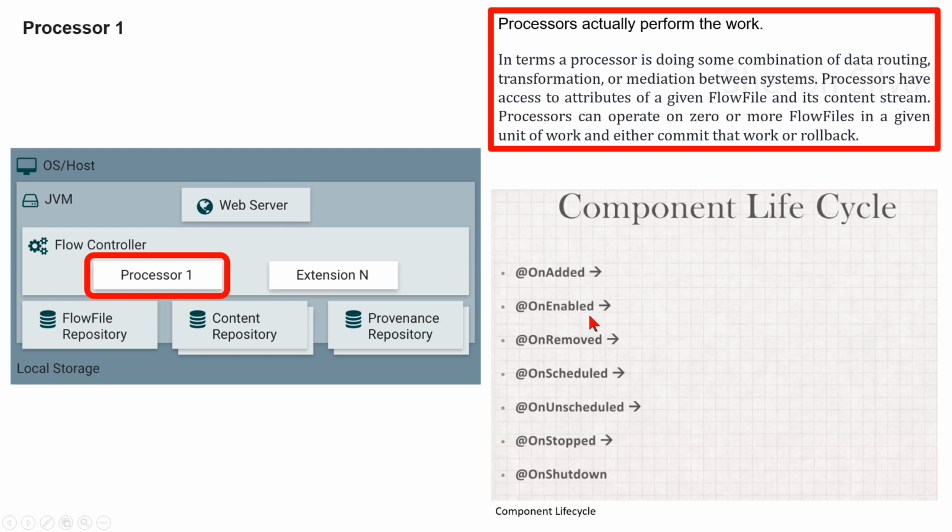@OnEnabled. The @OnEnabled annotation can be used to indicate a method should be called whenever the controller service is enabled.